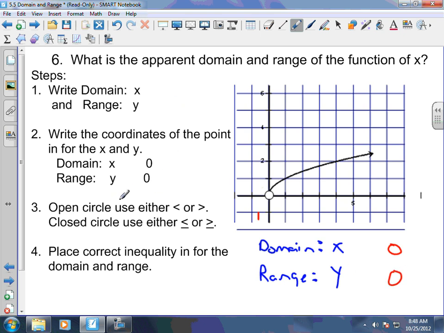Now, if it's an open circle, I use less than or greater than. If it is a closed circle, I use less than or equal to or greater than or equal to. Is this circle open or closed? This is open, actually. If it was closed, it would be black like that. Okay? So that circle is open, so I'm only going to use either less than or greater than.